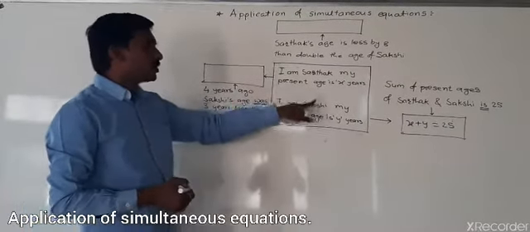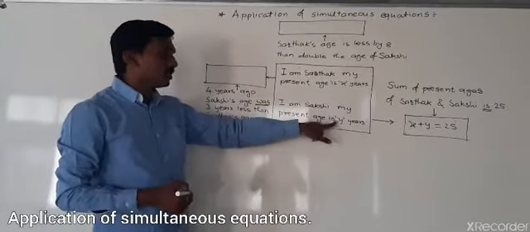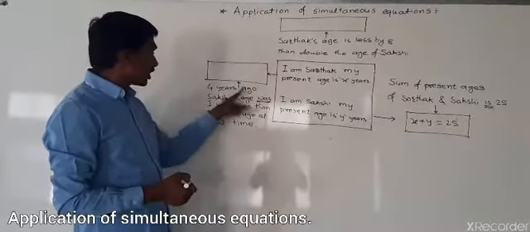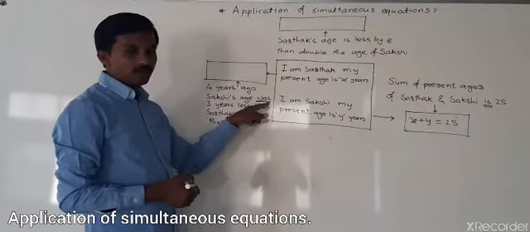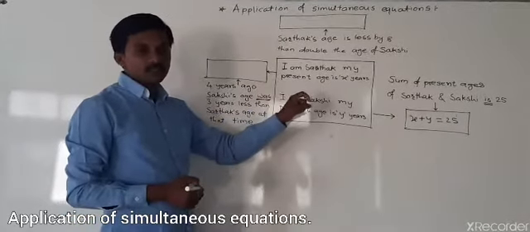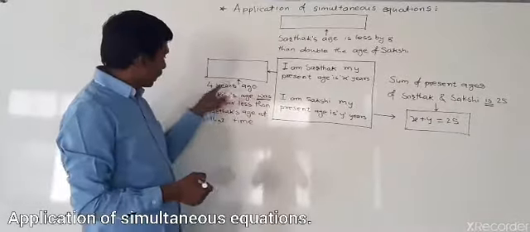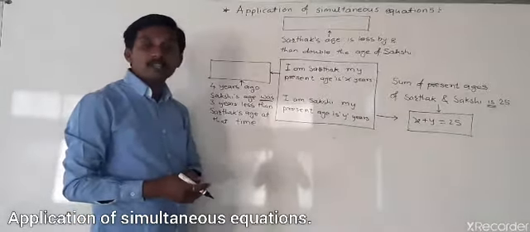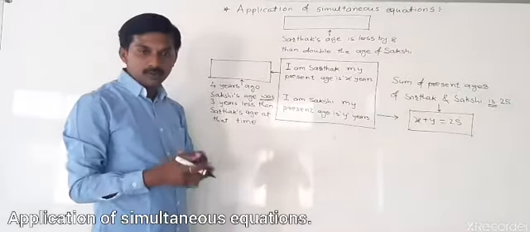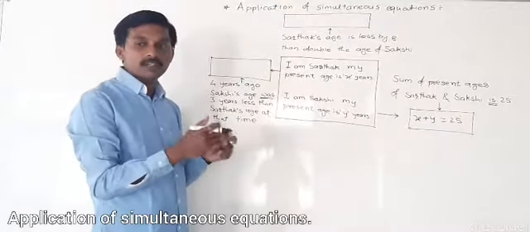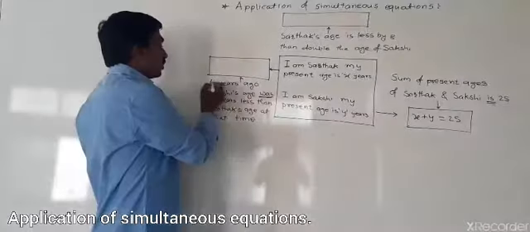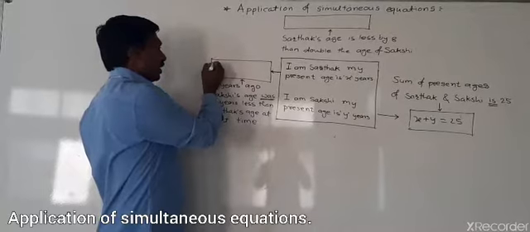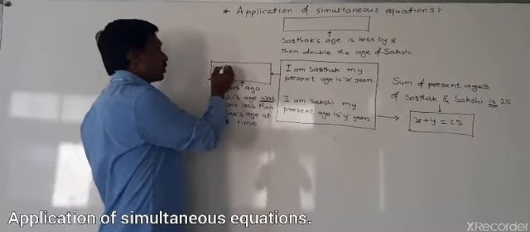4 years ago Sakshi's age. Now today the present age of Sakshi is Y years. We have to get the age of Sakshi 4 years ago. Today the age of Sakshi is Y years. So before 4 years, or 4 years ago, how much is the age of Sakshi? It should be Y minus 4. We have to think about the past, so we are taking subtraction here. 4 years ago Sakshi's age was, that is Y minus 4.